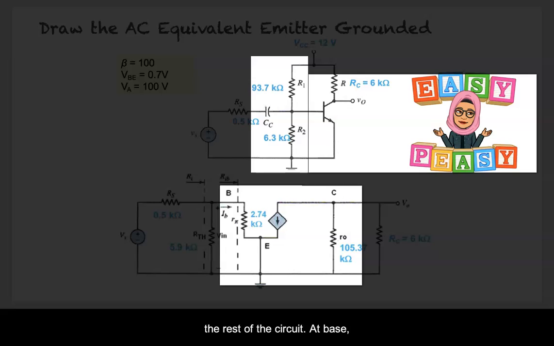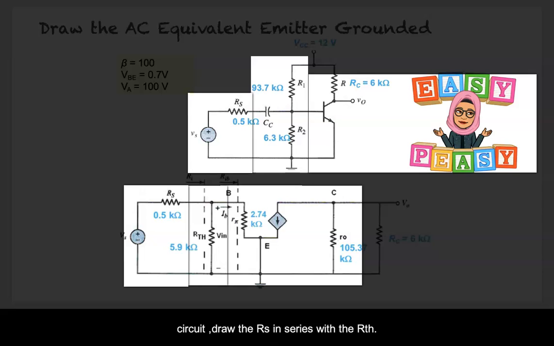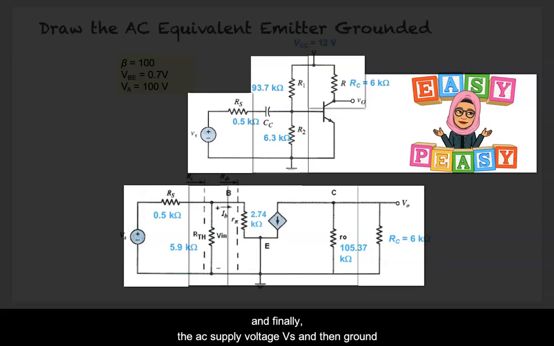At the base, the resistor connected is RTH, that is R1 parallel to R2, and note that the VTH is grounded because this is AC analysis. Next, the coupling capacitor is short circuit. Draw the RS in series with the RTH, and finally the AC supply voltage VS and then ground.